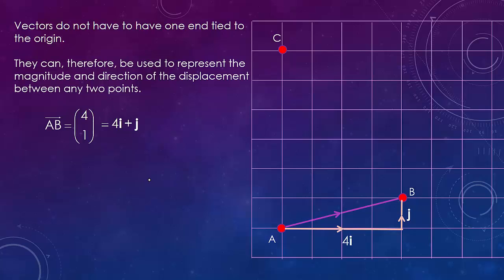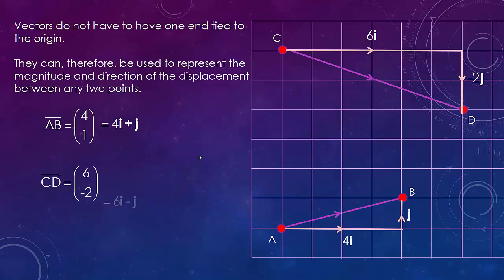Let's have the point C here and point D just over here. And of course the vector CD is represented by this directed line segment. That's 6 across and 2 down. So CD is (6, -2) in component form, and 6i minus 2j if we give it using the unit vectors i and j.